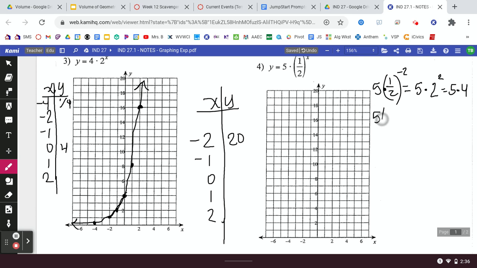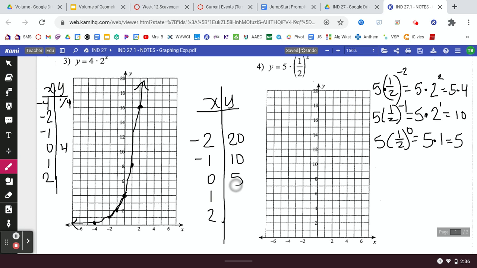Now I'm going to do 5 times 1/2 to the negative 1. Same thing, 5 times, leave that alone. 1/2 to the negative 1 becomes 2 to the 1, which is just 2. 5 times 2 is 10. 5 times 1/2 to the 0. Leave that 5 times alone. What's 1/2 to the 0? 1. 5 times 1 is 5.